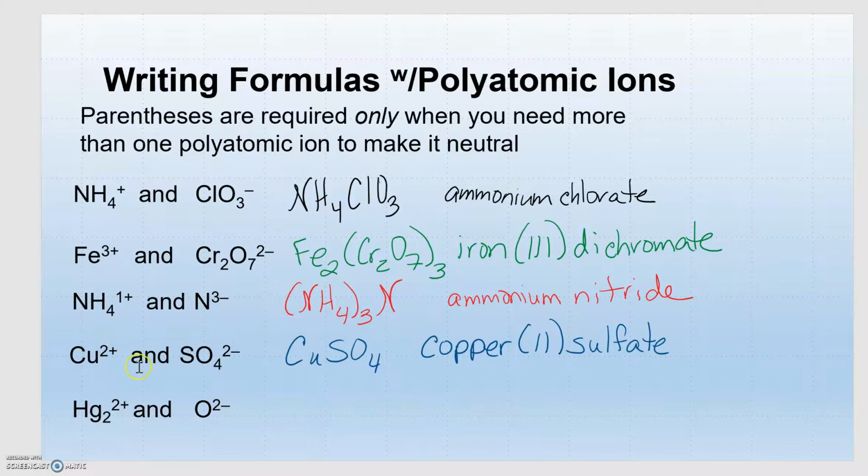This is the copper 2 ion, +2 instead of just +1, combined with the sulfate ion, 1-to-1 ratio. We don't need parentheses. Copper 2 sulfate. We did have to put that Roman numeral 2 in parentheses, because that's a polyvalent ion, and we need to know if that's the copper 2 or the copper 1.